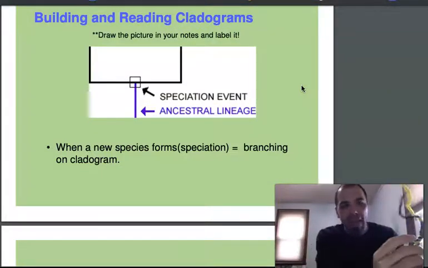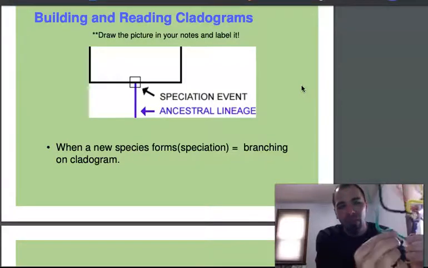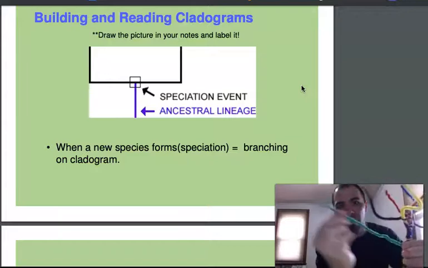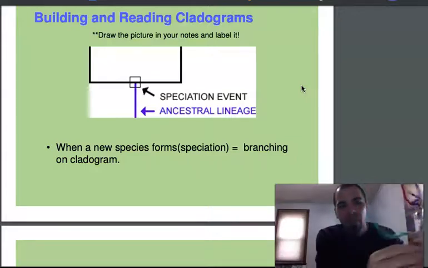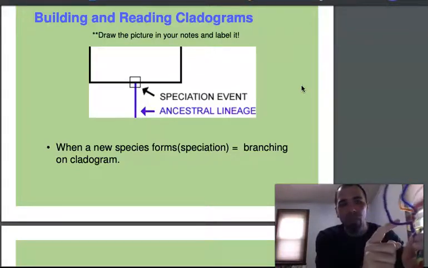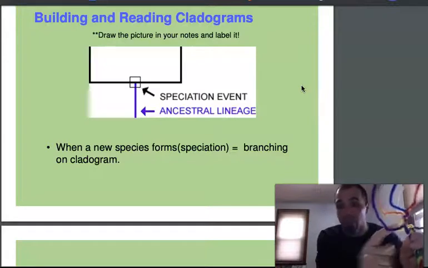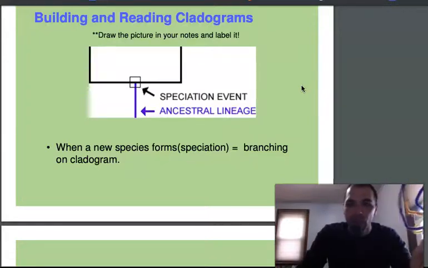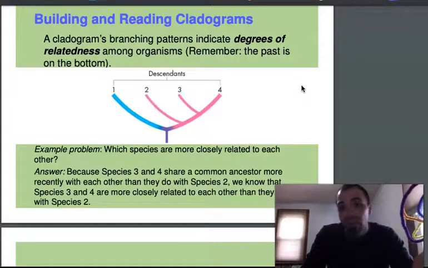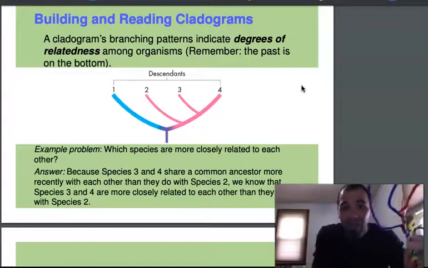Again, if you want to draw this in your notes, you don't have to, but this is a speciation event. Something happened in the environment where this group branched off to form its own group. Everything was good, a speciation event occurred, and the black and the yellow branched off. Each one of these little branches represents a speciation event. When you build it, a cladogram indicates degree of relatedness among organisms. The past is at the bottom.